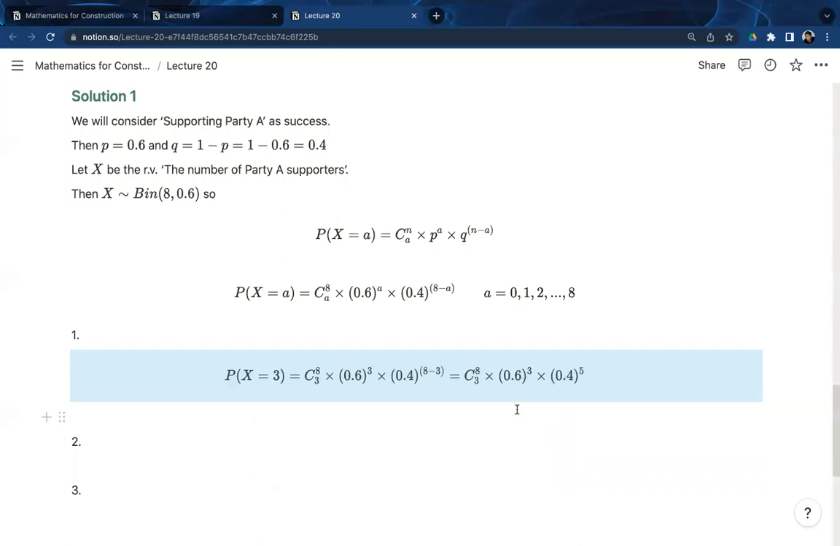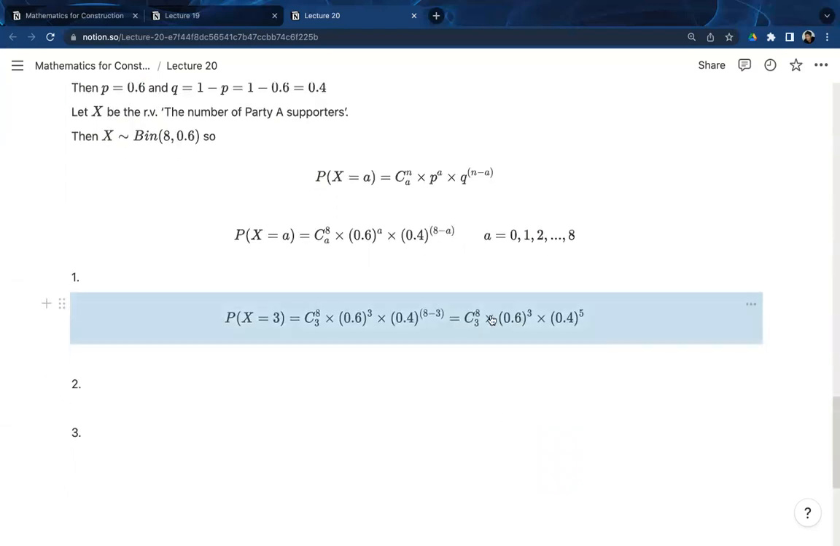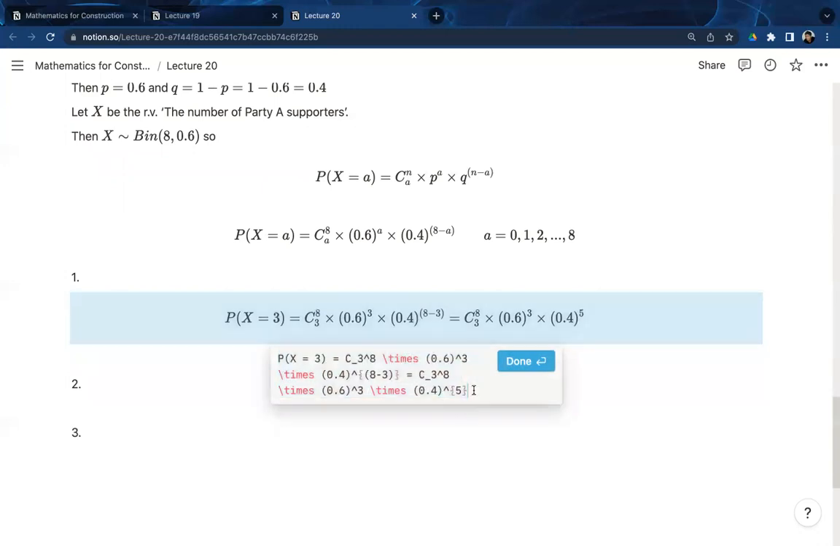Right. Now, 8 choose 3 does 8 factorial over 5 factorial times 3 factorial. So the 5 factorials will cancel to give 6, 7, 8. And that's 6 by 7 by 8 over 3 factorial, which is 6. So that's 7 by 8, which is 56. Right? So there's 56 times 0.6 cubed.